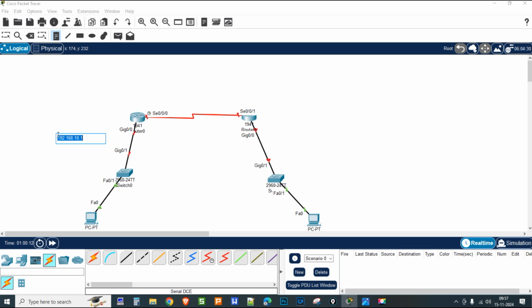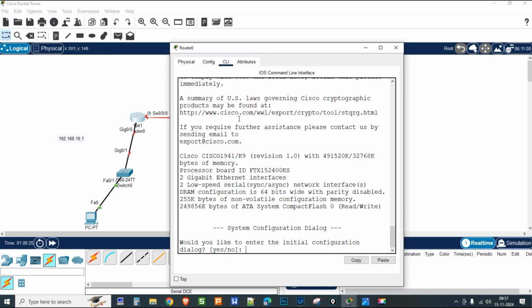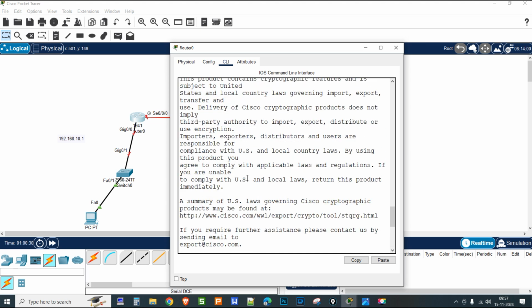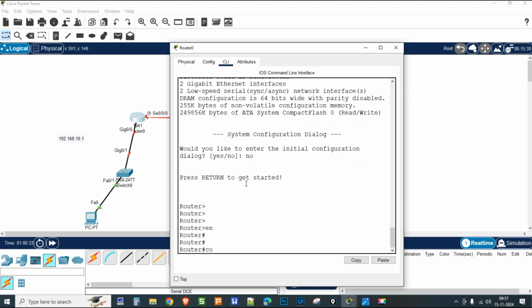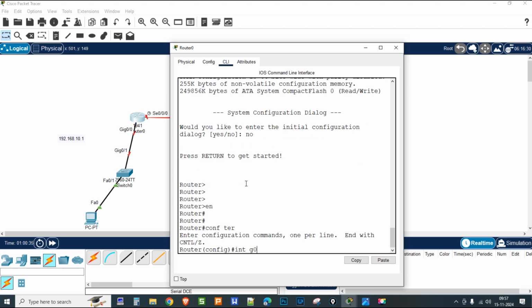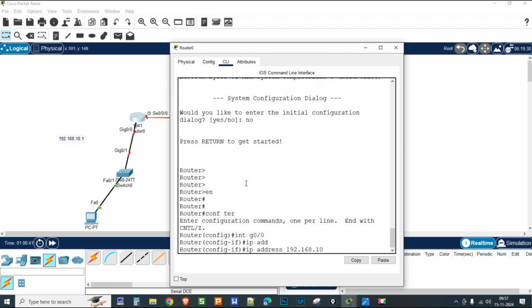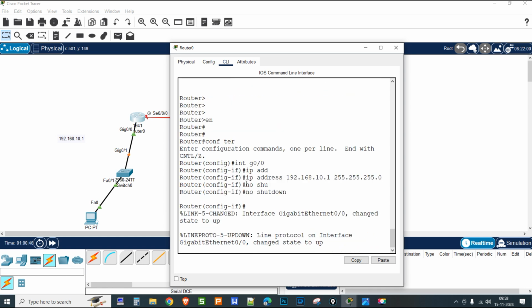192.168.10.1 network, 20 dot network and 30 dot network. Go to the router. I can give in command no. Enable, config terminal, interface G0/0, IP address 192.168.10.1 followed by no shutdown command. Now it is turned on.